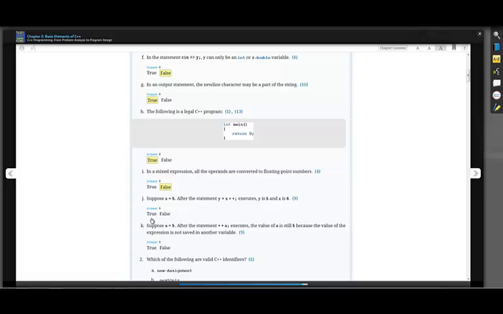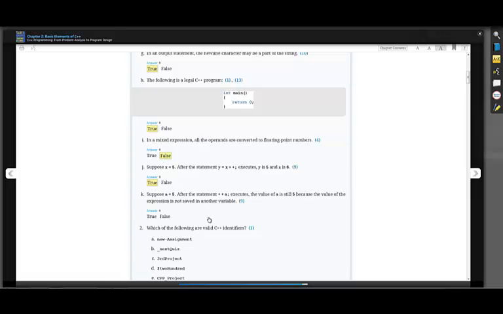Okay, so this is a true statement. That's what this is saying, because post means after. So inside this memory, x becomes 6, but the memory of y is 5. Does that make sense? Okay. Suppose a is 5. After the statement, this is what's called a pre-increment on a, versus the x in y, which is post-increment. When executed, the value of a is still 5 because the value of the expression is not saved to another variable. So this is false.